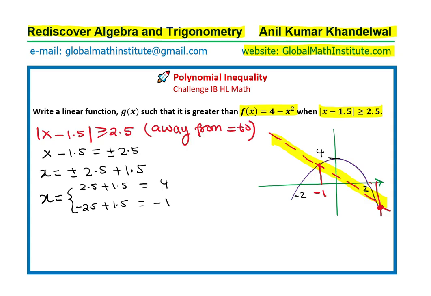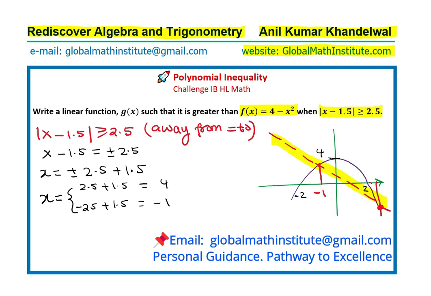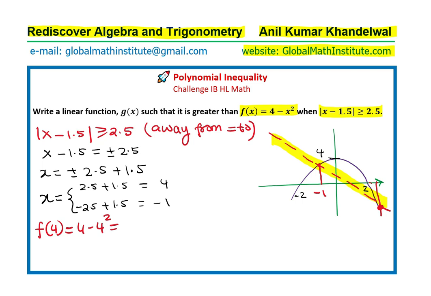We need to find now the equation of this line. Since we have the x values, we can always find the y values, correct? So what are going to be the y values? f of 4 will be 4 minus 4 squared, which is 4 minus 16, which is minus 12. And then f of minus 1 is 4 minus 1, which is 3. So we have two points. Now let us find the equation with these two points.